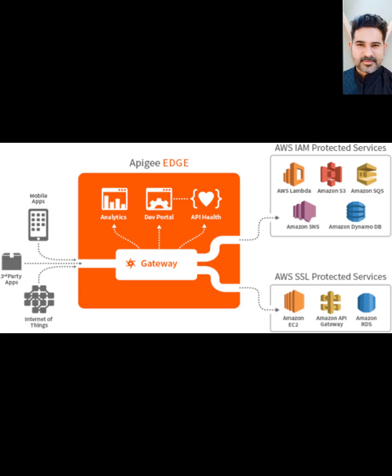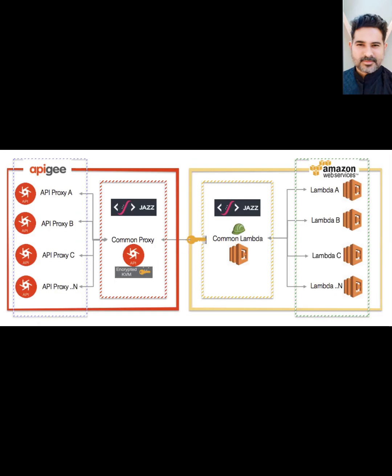Apigee retrieves the necessary credentials from the encrypted KVM to authenticate with the AWS Fargate backend. Secure connection to AWS Fargate. Apigee uses the retrieved credentials to establish a secure connection with AWS Fargate. AWS Fargate processing. The request is routed to the appropriate Lambda function, for example, Lambda A, based on the API proxy invoked. The selected Lambda executes the business logic and may interact with other AWS services, like databases or storage.